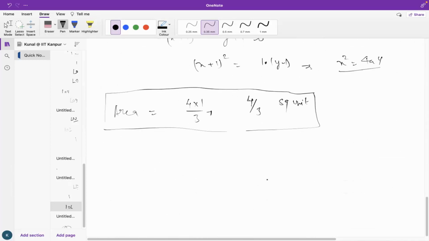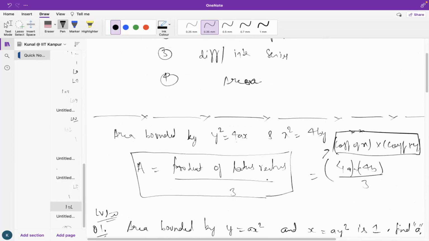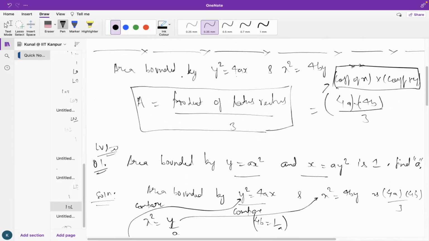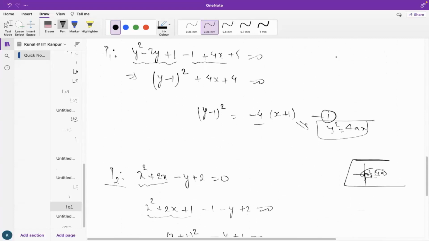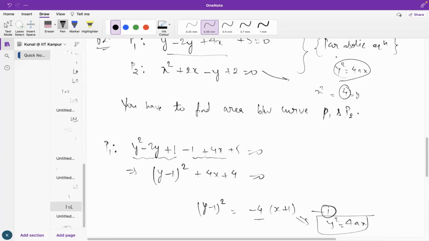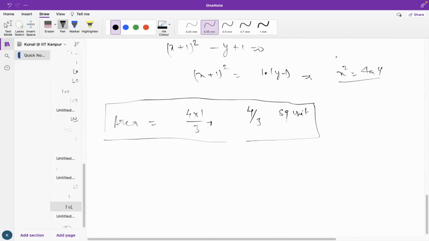to find its area between them, so it will be like product of latus rectum by 3. But remember that the form is like y square is equal to 4ax and second form is like x square is equal to 4by. Then we can apply, okay. मतलब पहले इक्वेशन में y में हो तो दूसरे में x में क्वाड्रेटिक होनी चाहिए, या फिर अगर पहले इक्वेशन में x में क्वाड्रेटिक है तो दूसरे में y में होनी चाहिए. So this is the condition.